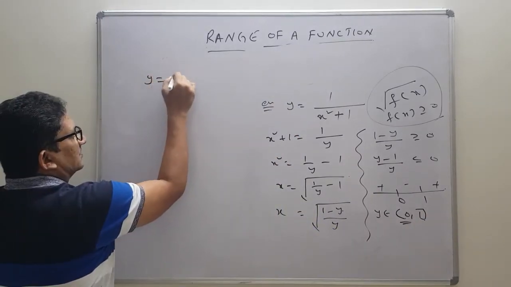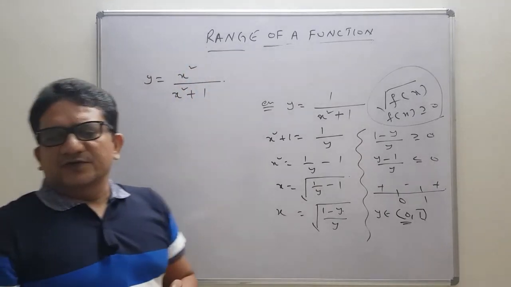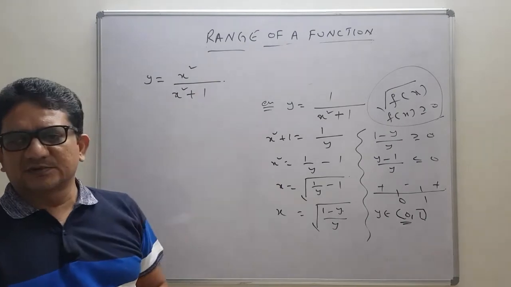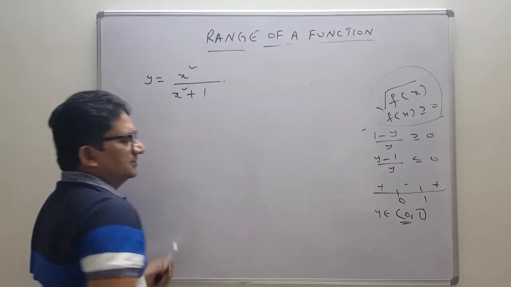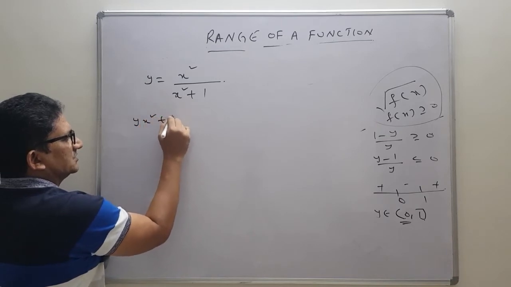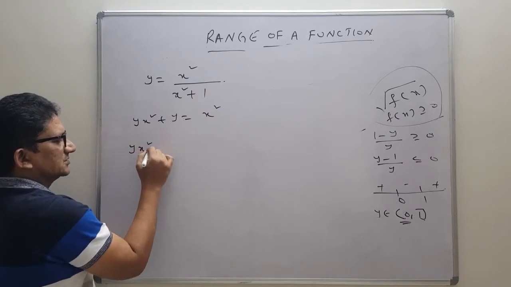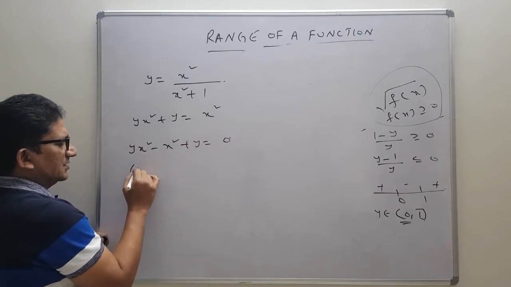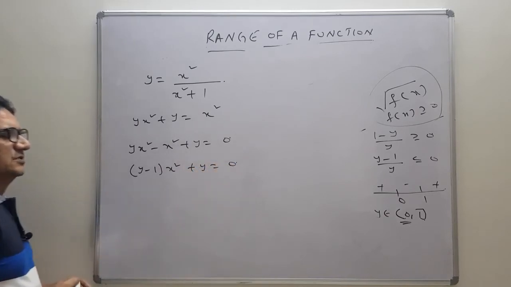Y equals x square divided by x square plus 1. Okay. So we can consider it as the case of quadratic by quadratic. Because here second degree polynomial and here also second degree polynomial. Let me explain this question. So first listen carefully. So now here we will go for cross multiplication. Then what we will get? Yx square plus y equals x square. Then we will bring that x square here. Yx square minus x square plus y equals 0. And take x square common, then we will get y minus 1 into x square plus y equals 0.